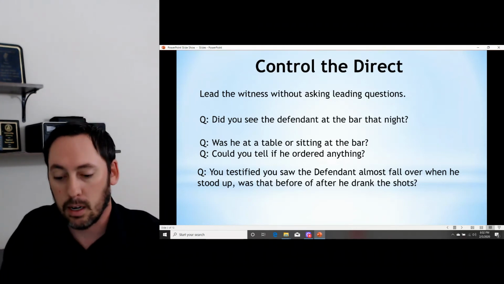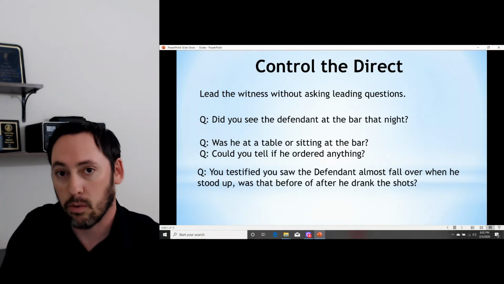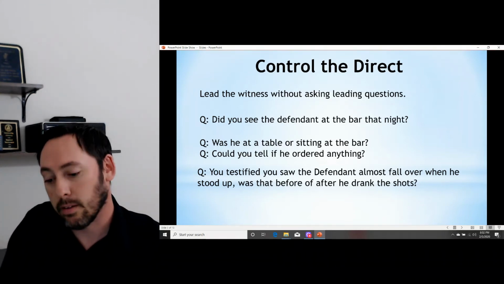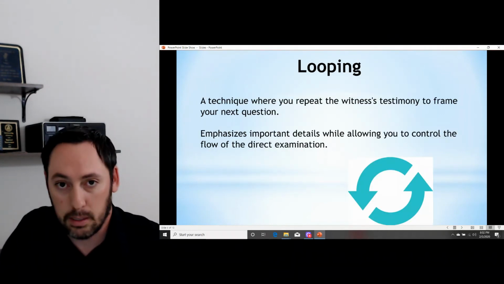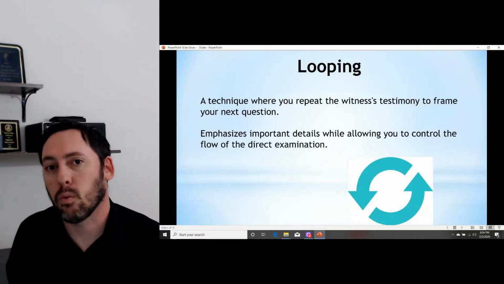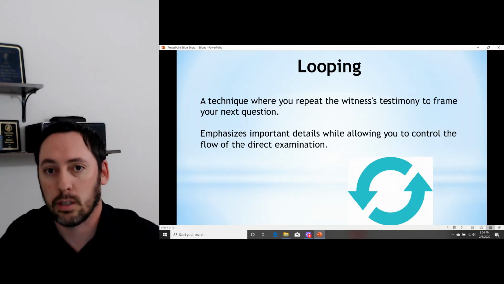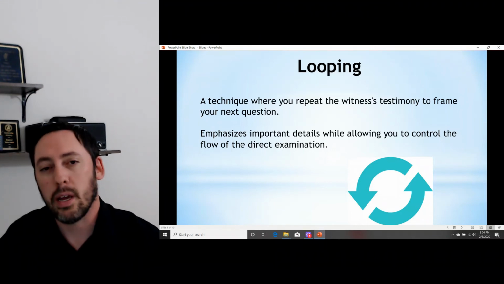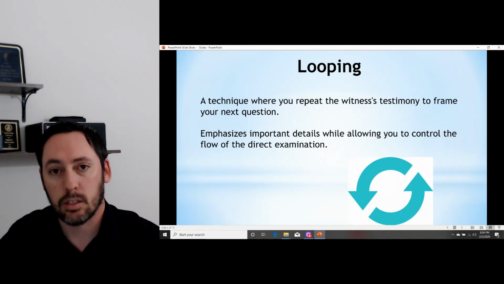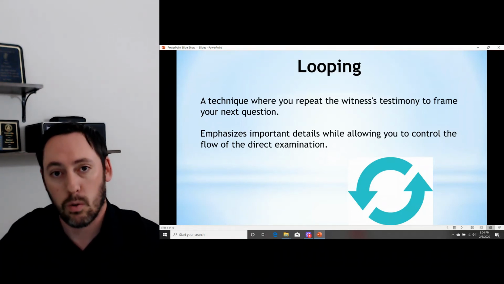So look what I did here. I took testimony that the witness had already given, and I rephrased it into a question, and then I shaped it into another question. And this is called the looping technique. Looping is a technique where you use the witness's prior testimony to frame your next question. By doing this, you're accomplishing two things. One, you're re-emphasizing key testimony that's consistent with your theory of the case. You're also able to control the flow and the direction of the direct.